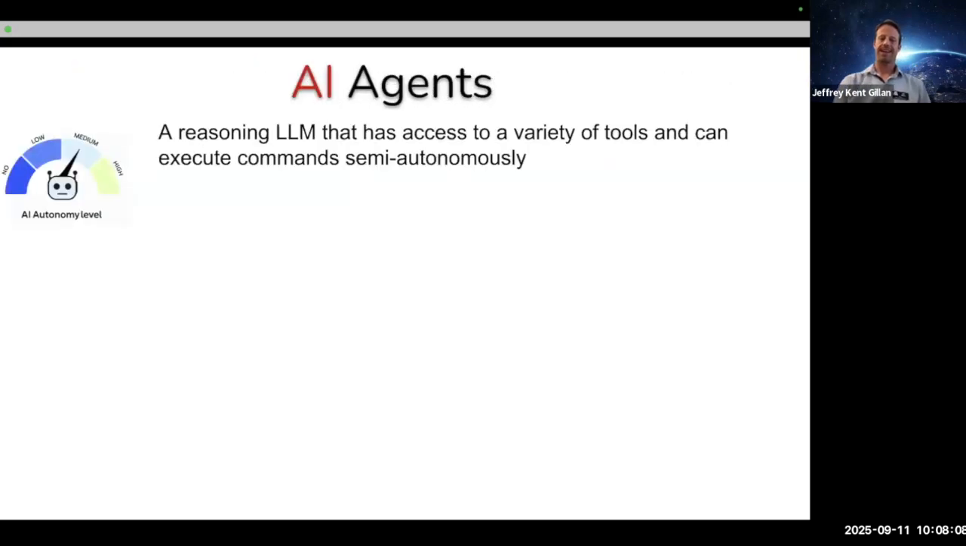Okay, so we are at AI agents, right? What is an AI agent? It's a reasoning large language model or multimodal model that has access to a variety of tools and can execute commands autonomously or semi-autonomously. And so I put this at autonomy level medium. That's what I'm calling it.